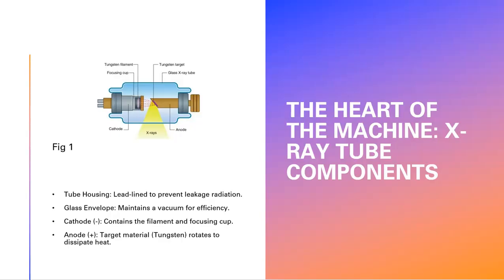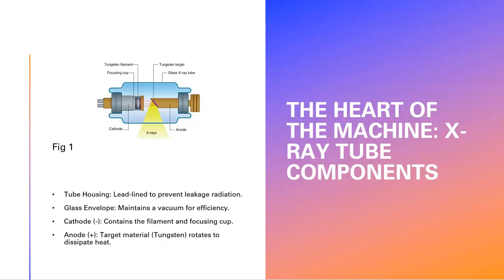The X-ray tube is an incredible piece of engineering designed to manage extreme levels of energy. Imagine a high-performance engine. It needs a cooling system and a protected casing. Our tube housing is lead-lined to act as a fortress, preventing leakage radiation from escaping in every direction and ensuring it only leaves through the window.